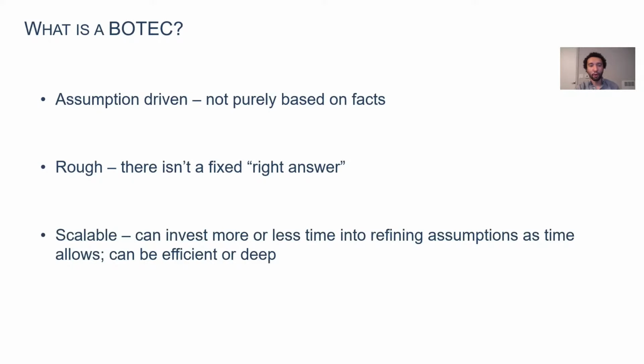Many of us use simple BOTECs in our everyday life without even realizing it. For example, if you're writing a paper, you might use an assumption like you'll continue to write at the same pace you have been in order to do a rough calculation for how long it'll take to finish. You're probably not going to be 100% accurate, but it's a reasonable guess, and you could refine your timeline as you continue writing and seeing how long it takes.